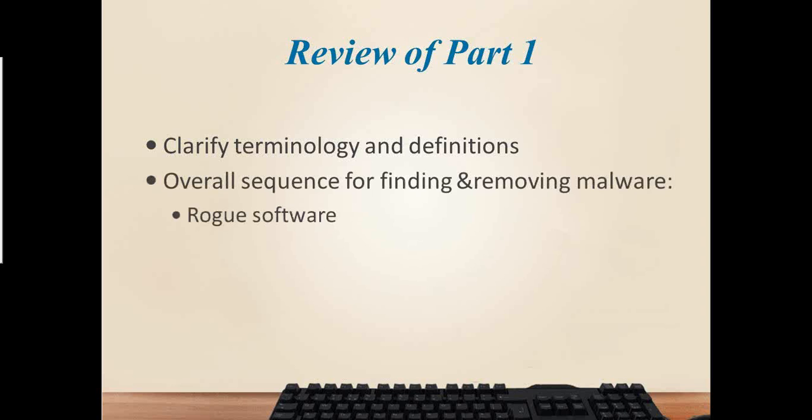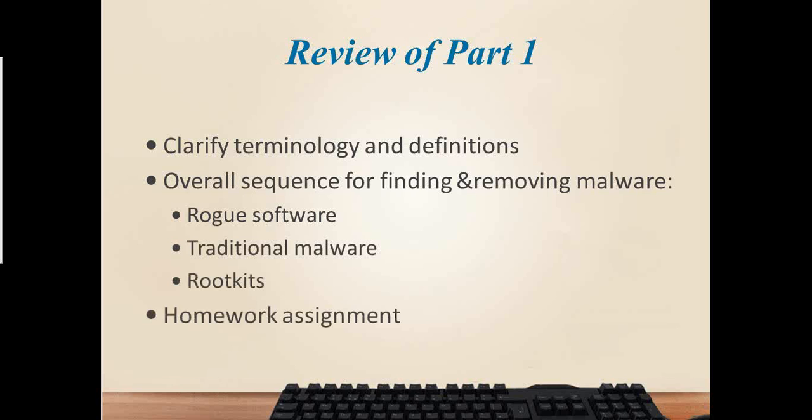I did go into the overall sequence for finding and removing malware. And that's basically made up of 3 steps: find and get rid of the rogues. From there, deal with traditional malware, and wrap it up with rootkits. And there's a reason for that sequence that I hope made sense before, but we'll get into that in more detail today. I did give you a homework assignment, and so I hope that most of you were able to take advantage of that. And now here's your little quiz.